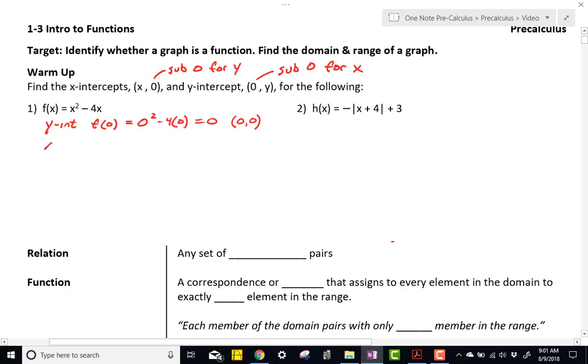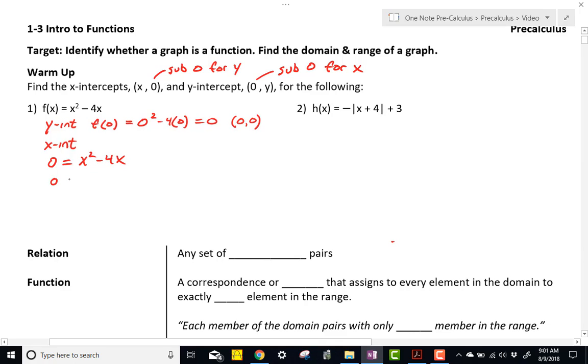All right, x-intercept. You plug in 0 for y, so we're going to plug in 0 for y this time. That's 0 for f of x. And we get x squared minus 4x. Now, this is a tricky problem because a lot of people forget to always look for a common factor first.